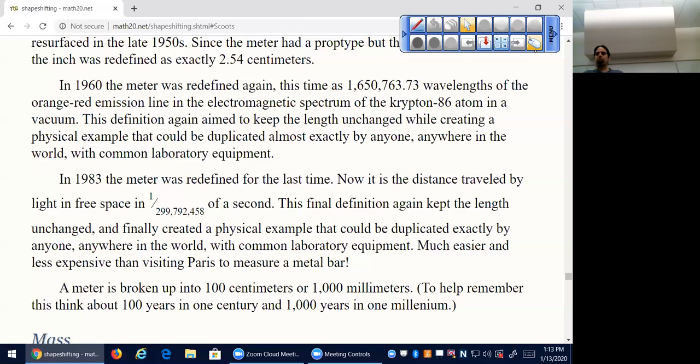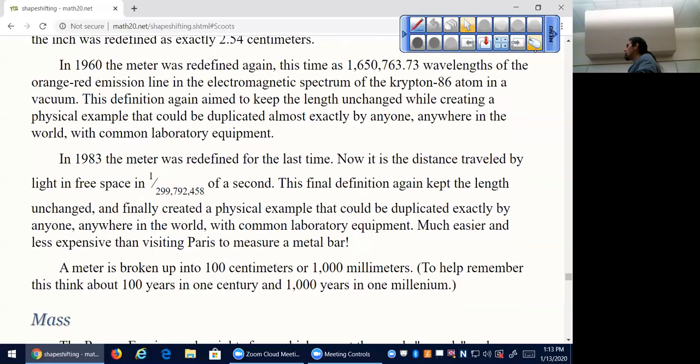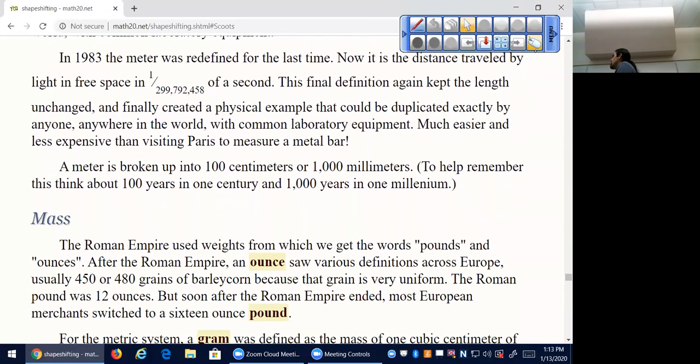So that's where we get inches and yards and feet and meters. The meter, if you actually have a meter stick, is broken up into 100 centimeters, because cent means 100. And if I took a centimeter and broke it up into 10 more things, that would be millimeters, because milli means 1,000, like millennium.